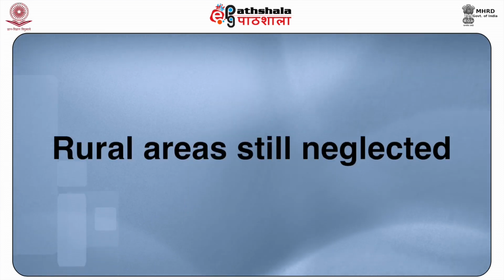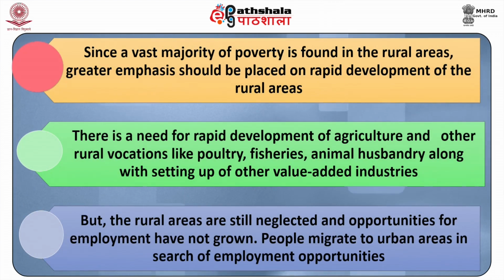Sixth is rural areas still neglected. Since a vast majority of poverty is found in the rural areas, greater emphasis should be placed on rapid development of the rural areas. There is a need for rapid development of agriculture and other rural vocations like poultry, fisheries, animal husbandry, along with setting up of other value-added industries. But the rural areas are still neglected and the opportunities for employment have not grown up. People migrate to urban areas in search of employment opportunities.